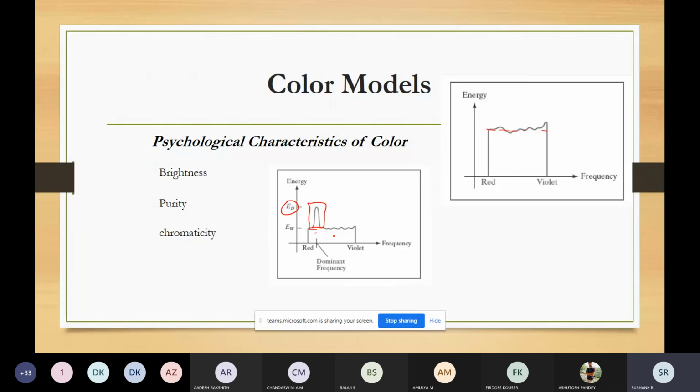And for the other contributions, the lower part, it is producing white light. You can see that from this. Everyone is contributing equally. So EW is the energy component contributing the white energy, the energy density corresponding to the white light energy. So ED is the one having the dominant frequency, the dominant light component, and EW is the white light energy density.